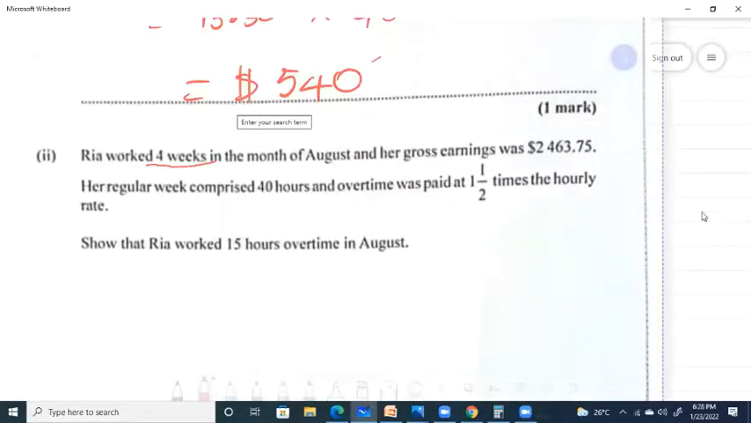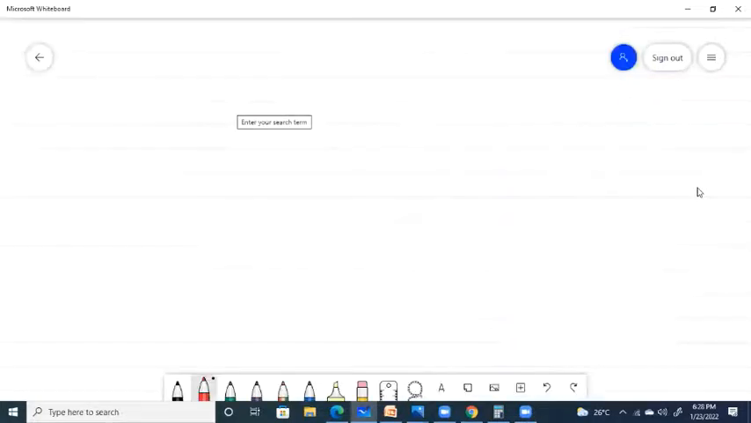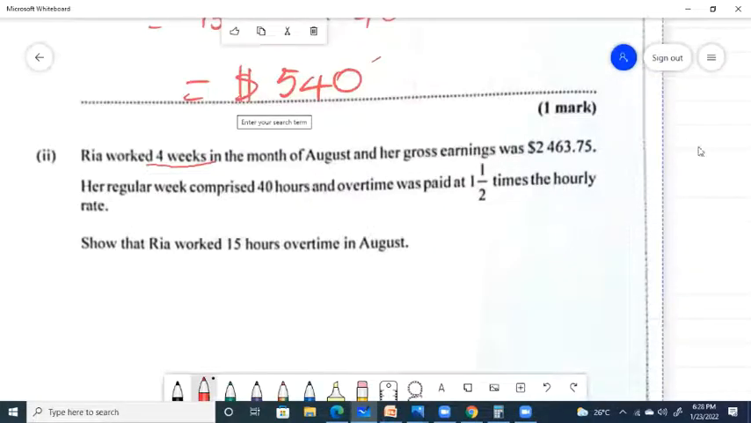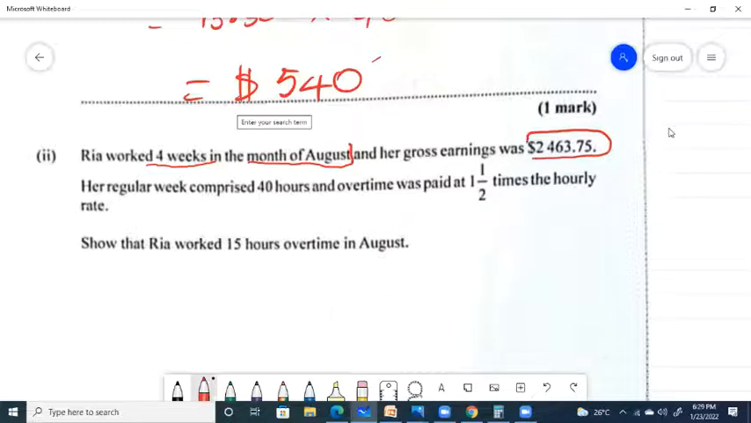All right, and then when she worked, hold on, give it a second. Something is clicking here. All right, good. We should be okay now. So it says Rhea worked 4 weeks in a certain month of August. So we're talking about the month of August, and her gross earning was all of this. Listen here, her gross earning. That means when everything comes together. So we're going to see the different things that happened that particular month of August, right?